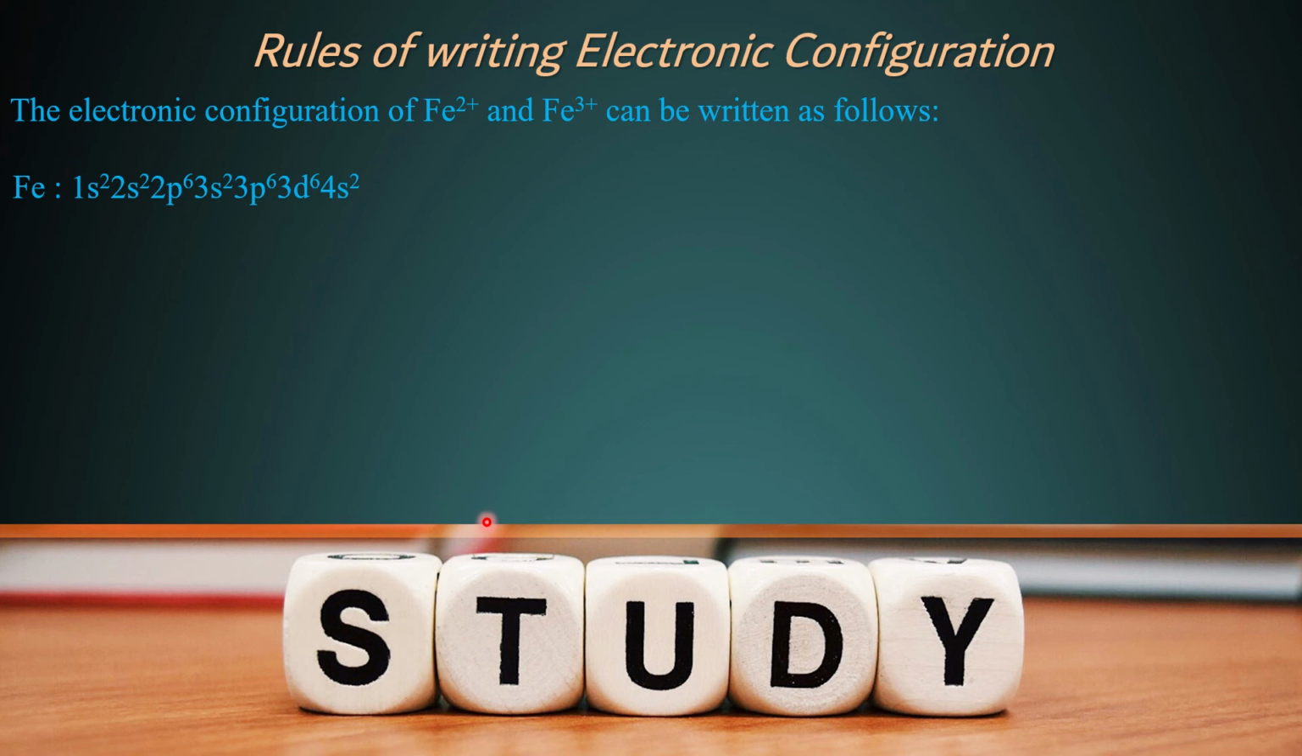Most of the time you are doing wrong, that you think that the electrons will be released from the shell or from the orbital where it comes at last. That means from this 3d6. But no, the electrons are released from the last shell of the atom. Here iron has 4 shells, and in the last shell there are 2 electrons. So when ferrous forms by releasing 2 electrons, these 2 electrons are released from the 4s orbital.